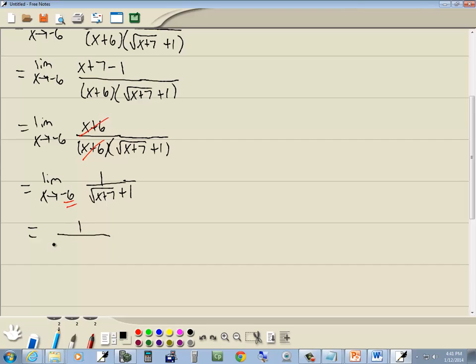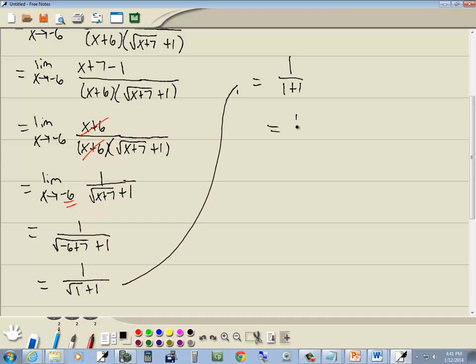So I'm going to have 1 over square root of -6 plus 7 plus 1. Well, -6 plus 7 is 1, so I've got square root of 1 plus 1. Square root of 1 is 1, so I've got 1 plus 1, or 2, so our answer is 1/2.